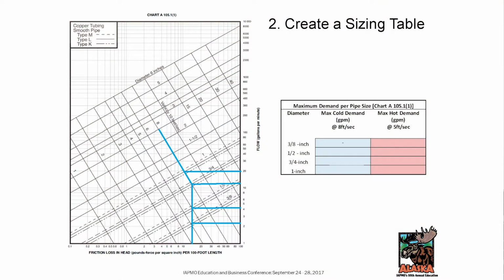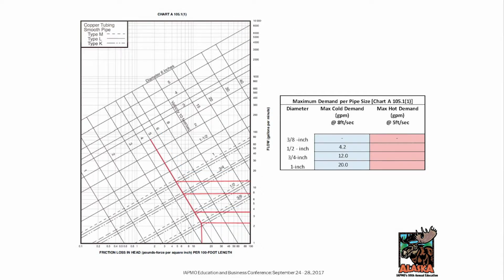So for 1/2 inch, 4.2 gallons is the maximum, 3/4 inch is 12 gallons per minute maximum, and 1 inch is 20. Now everyone is seeing where those values came from according to the chart.